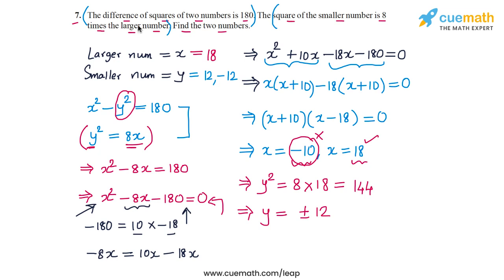We can verify this. The difference of the squares will be 18 square minus 12 square, which is 180 in both cases. And the square of the smaller number, which is either 12 or minus 12, is 144. This is always equal to 8 times the larger number, which is 18. So the answer is that the larger number is 18 and the smaller number is either 12 or minus 12.